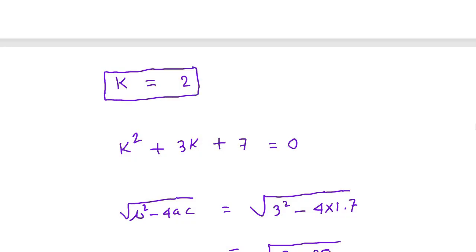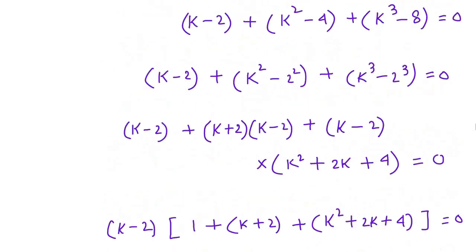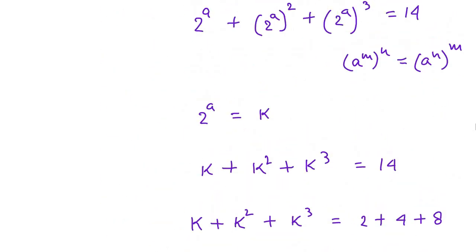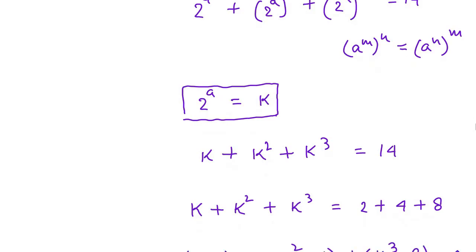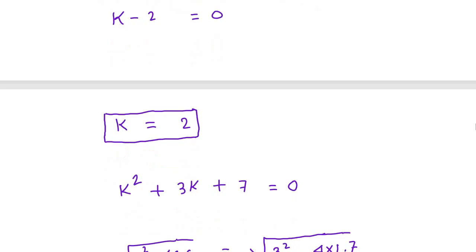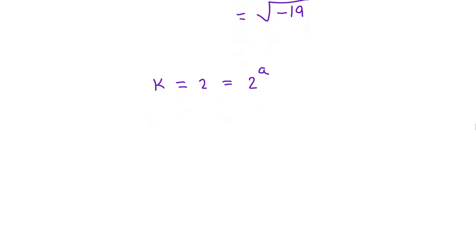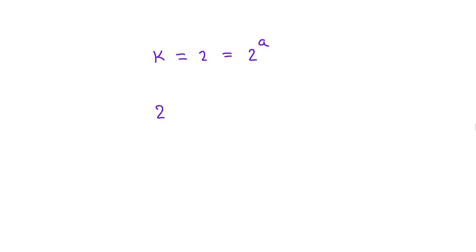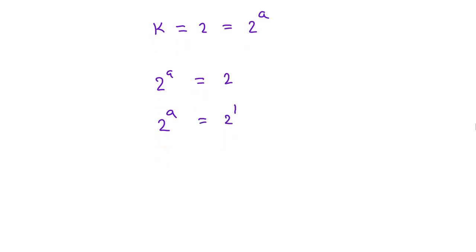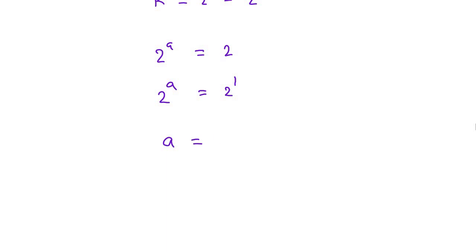But we know the value of k, which is 2 to the power a equals k. So we will put the value of k in this equation and we get k equals 2 to the power a, or we get 2 to the power a equals 2. We can write 2 to the power a equals 2 to the power 1. From here we get a equals 1.